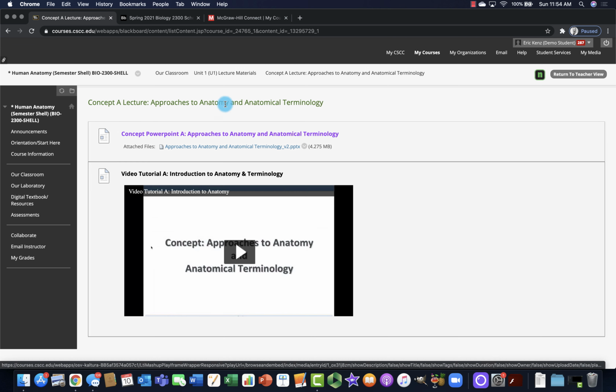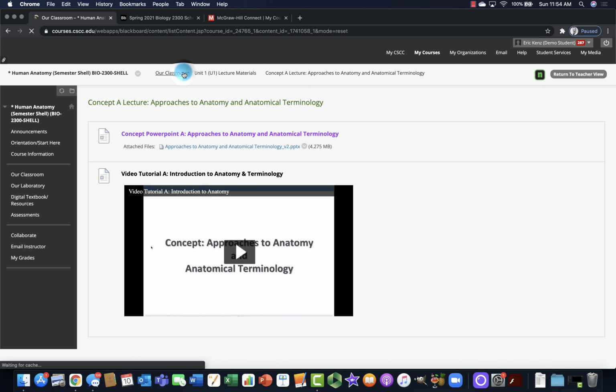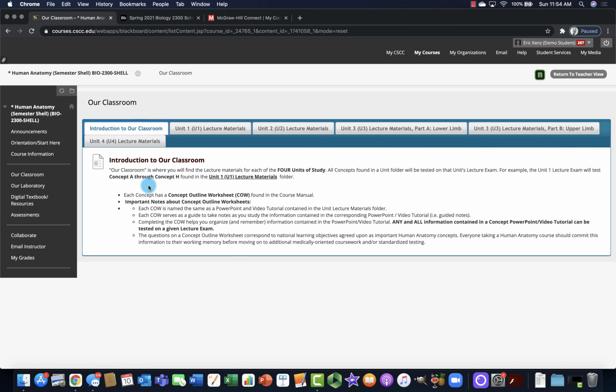Now, very important, if I go back out to the introduction, this is mentioned in the introduction, there is a concept outline worksheet dedicated to each concept. Okay, so for Unit 1, there were various concepts, concept A, B, C, D, E, right? All the way to H for Unit 1. There is a worksheet found in the course manual.